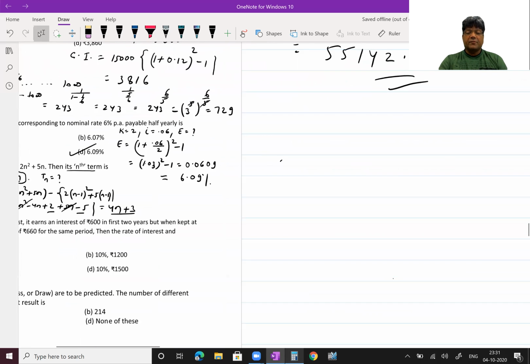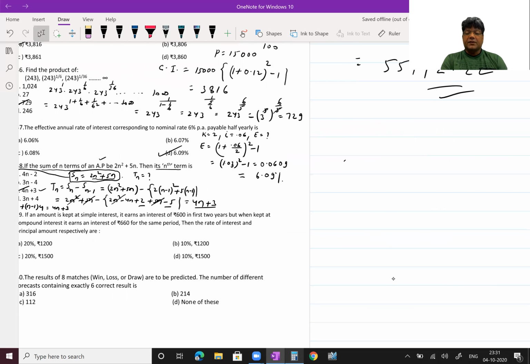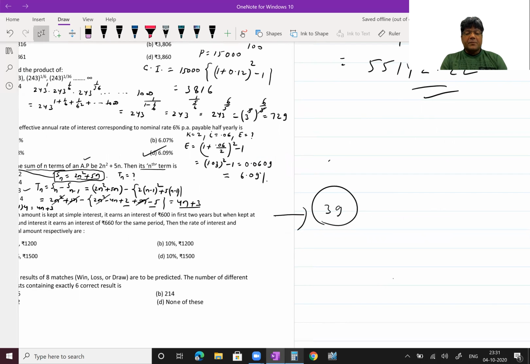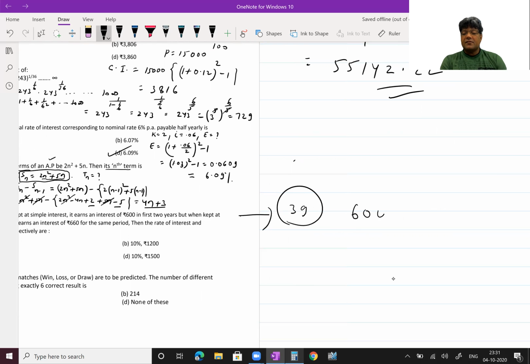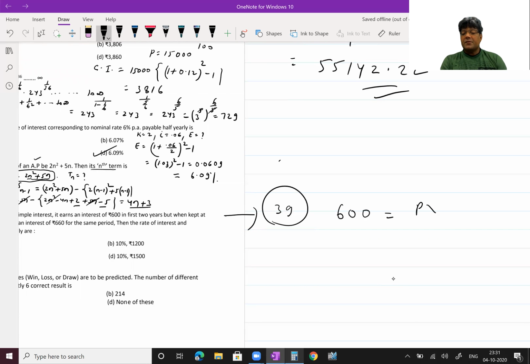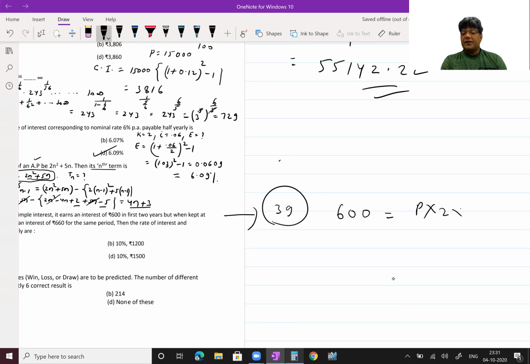Okay. Now we have got a space on the right side as well, so we'll do it on the right side. See, for this question, that is question number 39. The amount is kept at simple interest, it earns an interest of 600. So 600 is the simple interest. What is the formula? Principal into time, time 2 years, rate not given, divided by 100.